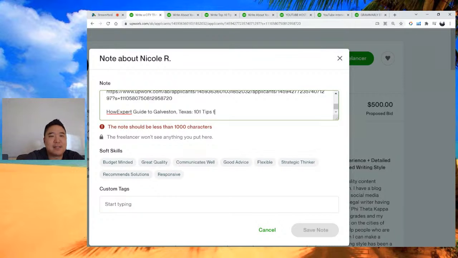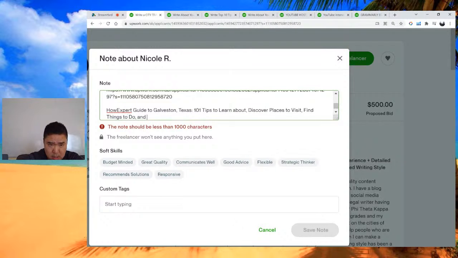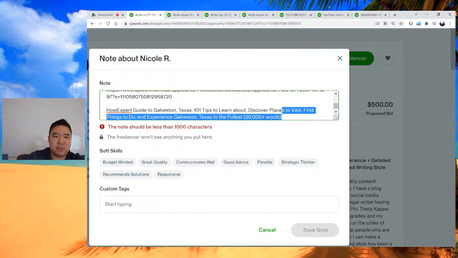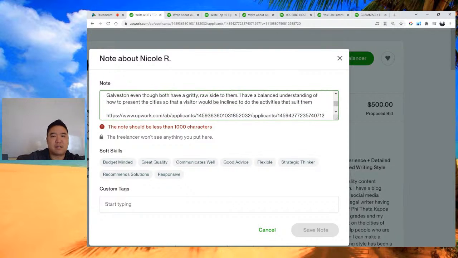I like to do 101 tips to learn about, discover places to visit, find things to do, and experience Galveston, Texas, to the fullest. I know it's kind of weird wording, but this is how I structure it. 30,000 words. That's just the structure we've used so far. Now, again, it's 1,000 characters or less, so I'm going to delete this.